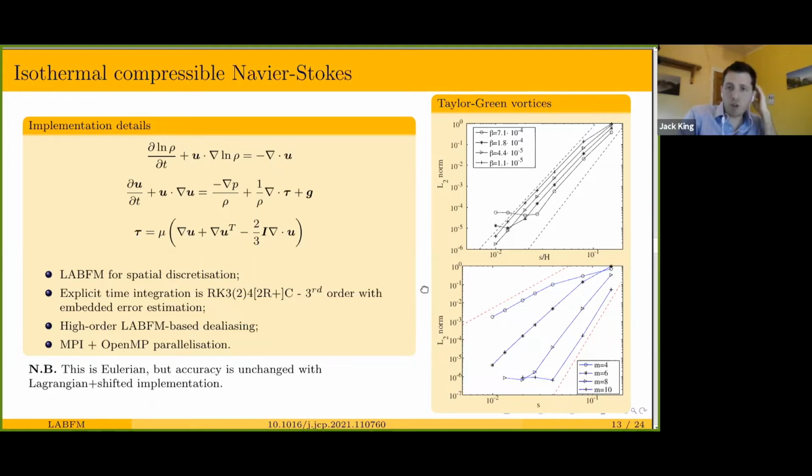By way of a brief validation, on the right, there are two figures. I'm just going to close the window because it's raining heavily.